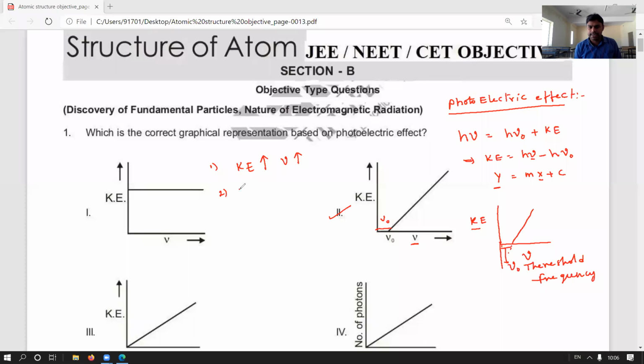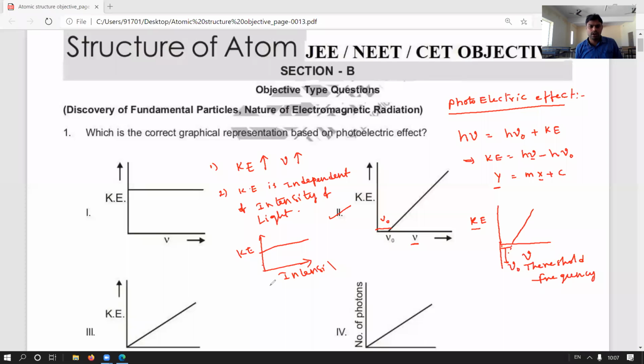The next one is that kinetic energy is independent of the intensity of light. According to that, the graph of kinetic energy with respect to intensity comes like this, just a line parallel to the x-axis.